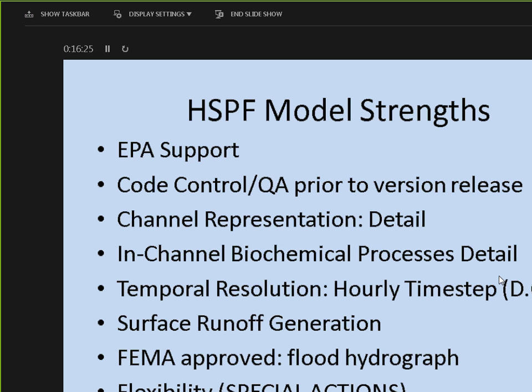HSPF has the ability to represent channels in strong detail. HSPF is a hydrologic model, so we rely on hydraulic models to develop stage discharge relationships.